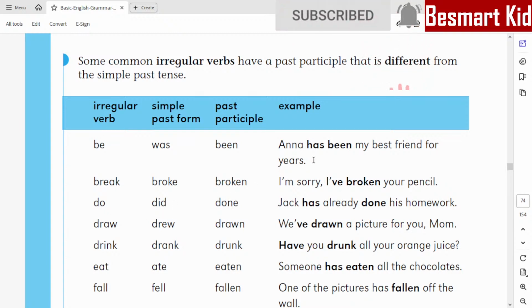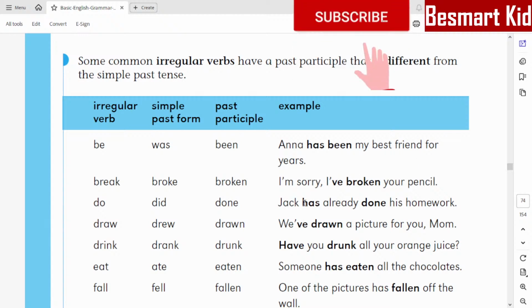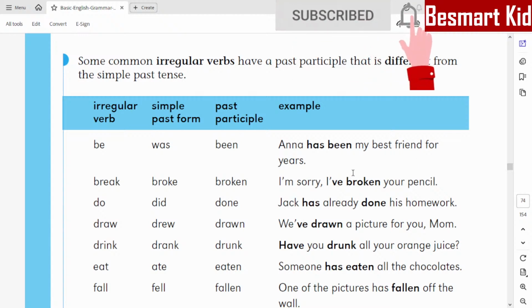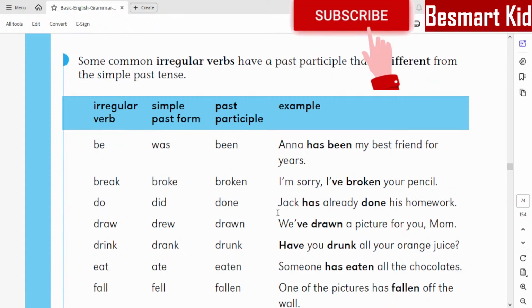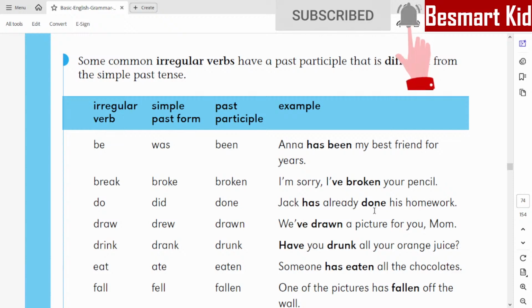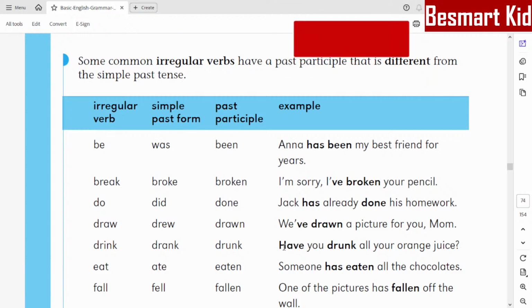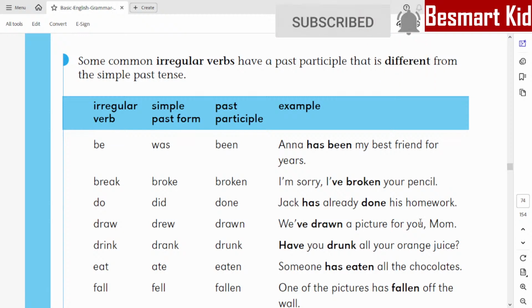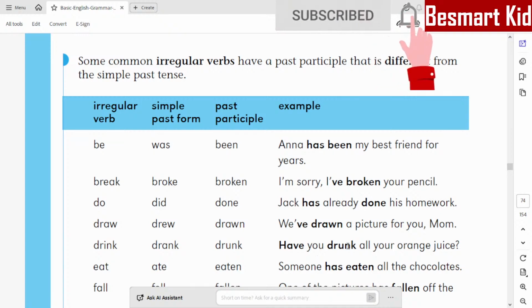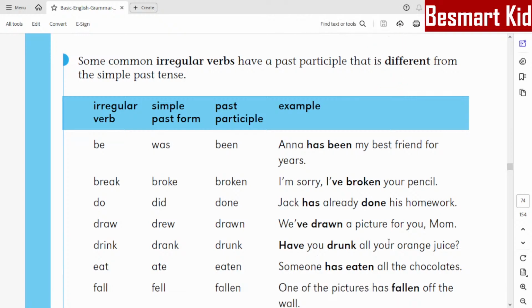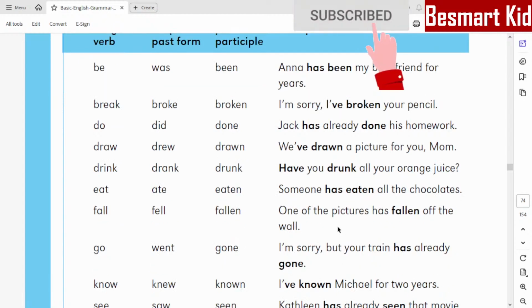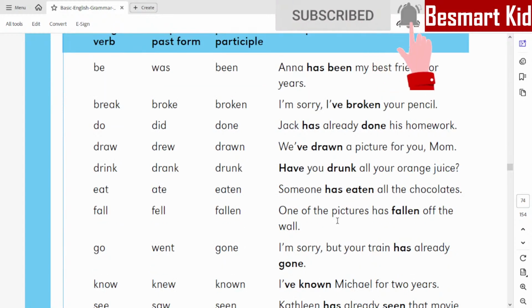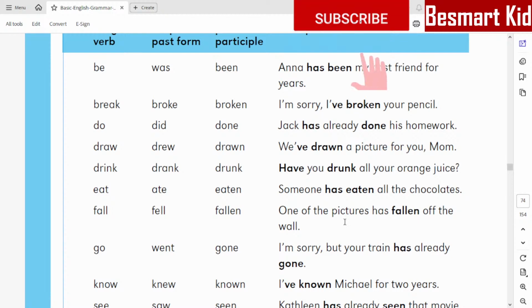Anna has been my best friend for years. I'm sorry, I've broken your pencil. Jack has already done his homework. We've drawn a picture for you, Mom. Have you drunk all the orange juice? Some of the pictures have fallen off the wall.